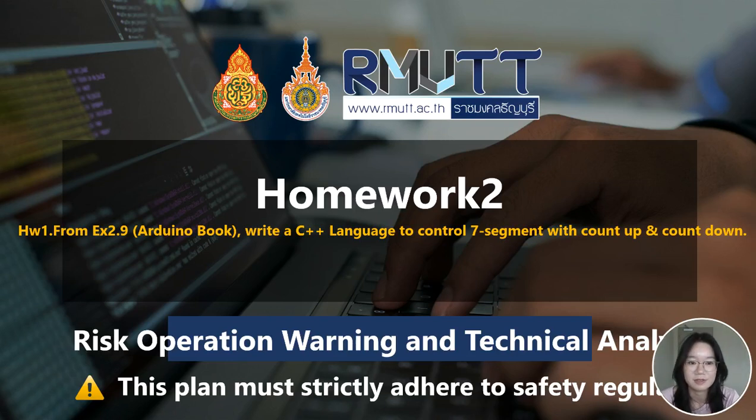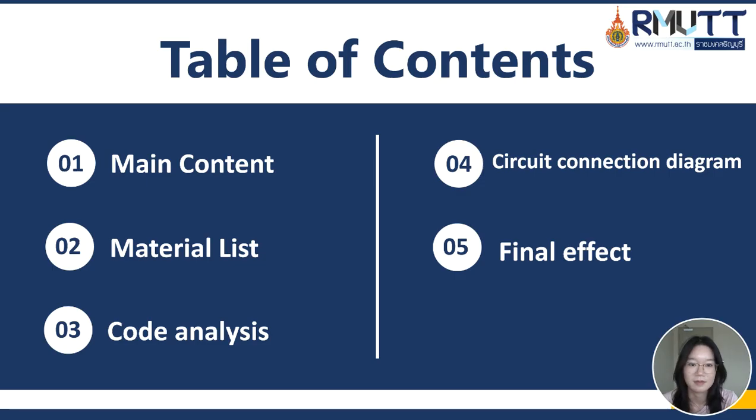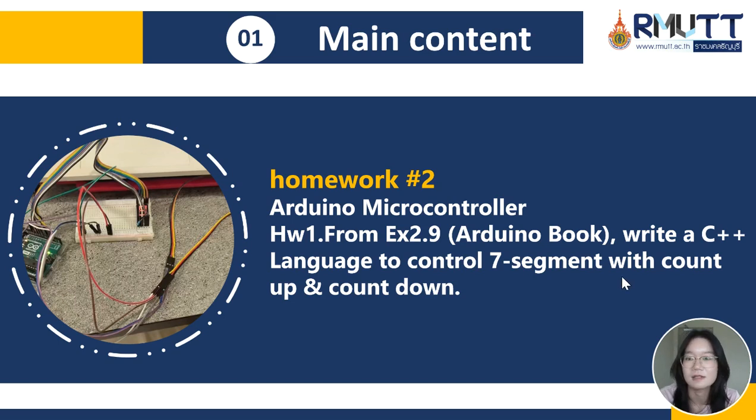In this video, I will explain a C++ program to control a 7-segment display with count up and count down. The video is divided into 5 parts, namely main content, materials list, code analysis, circuit connection diagram, and final effect. This is part 1, main content. My homework is to write a C++ program to control a 7-segment display with count up and count down.